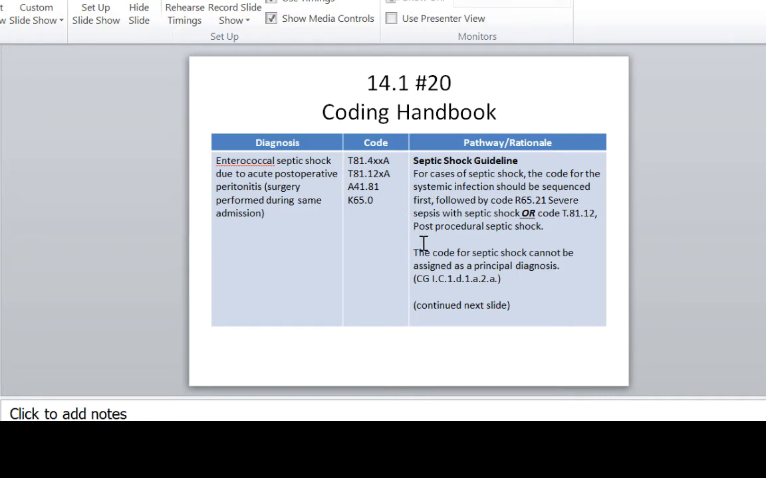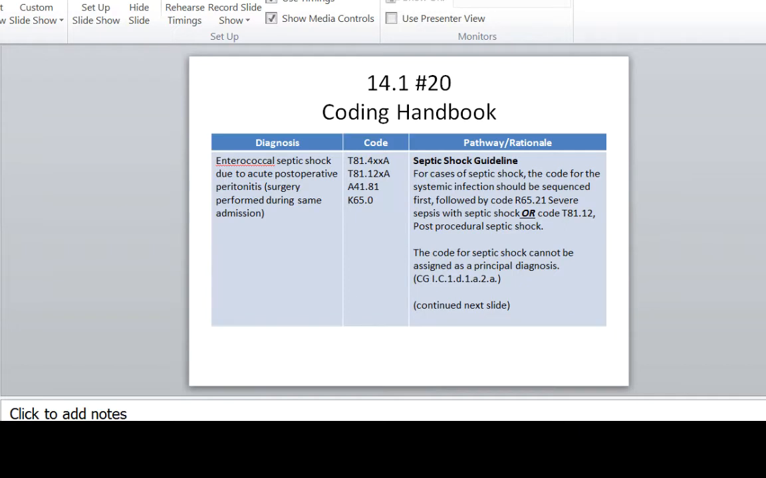I have this guideline here just to help us in the sequencing of those 2 T81 codes. And this is the guideline I used for cases of septic shock. The code for the systemic infection should be sequenced first, followed by the code for the severe sepsis, or code T81.12, which is your shock.